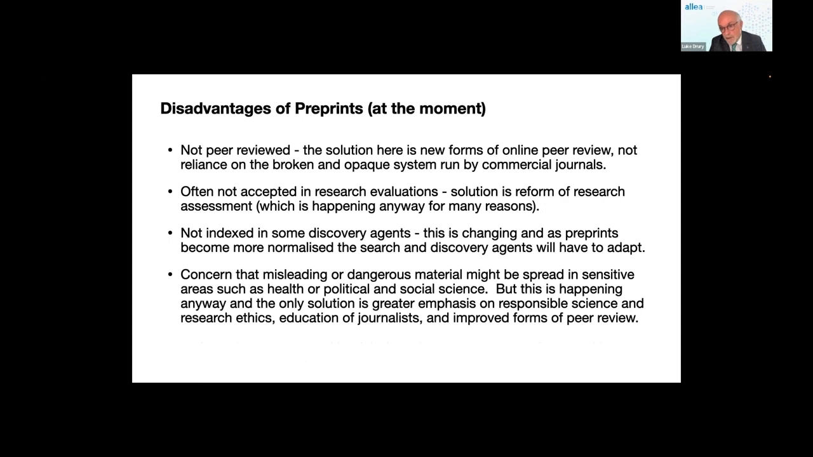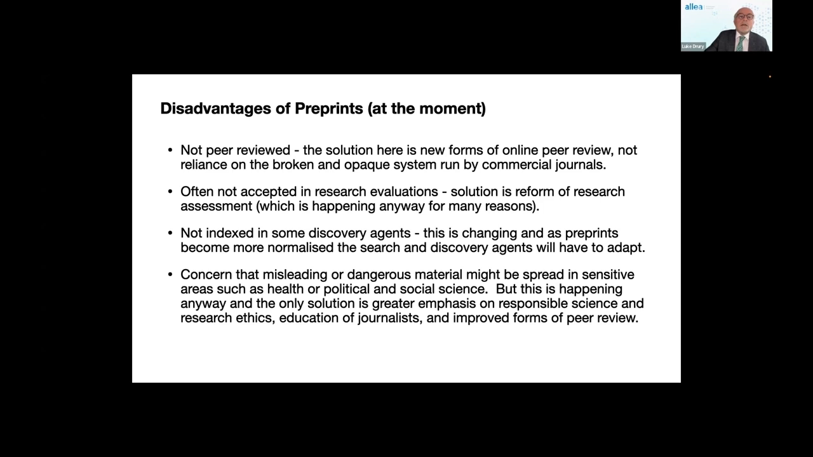Well, I think the solution here is easy. There are new forms of online peer review evolving, which do not rely on the broken and frankly dysfunctional system currently run by commercial journals. It is actually ironic that originally peer review was set up to select papers which were worthy of publication because printing was the most expensive and time-consuming and labor-intensive part of the process. Now, publication on the internet is incredibly cheap, and peer review is the time-consuming and most expensive part of the system, and yet it's the one which is done pro bono by the community. It's crazy, really.